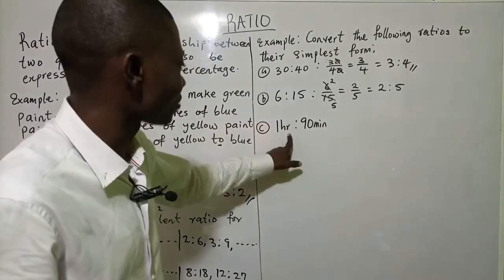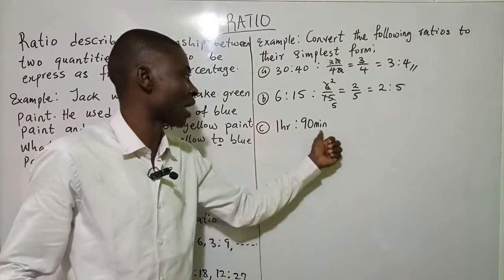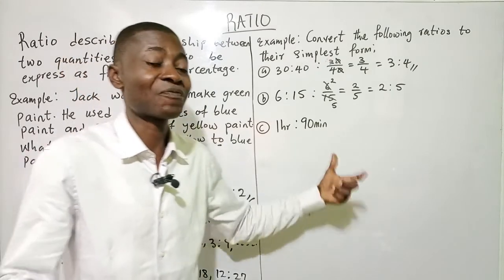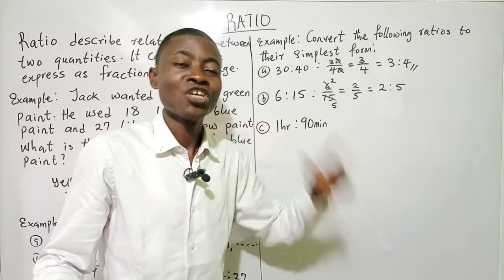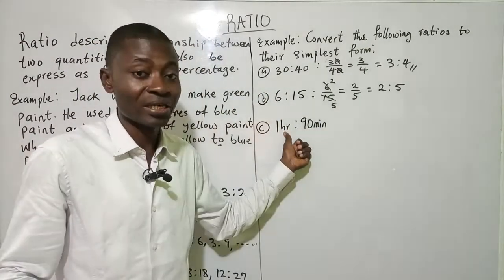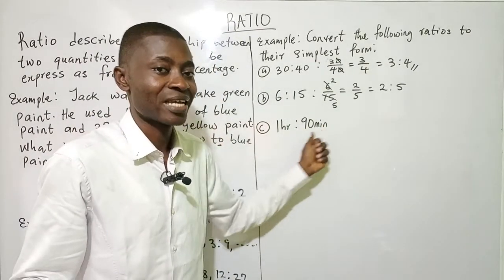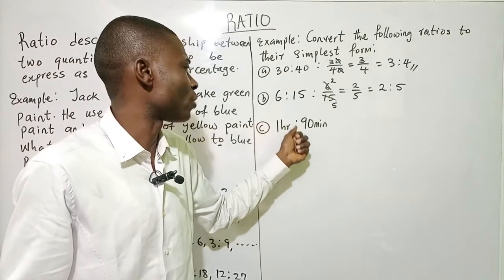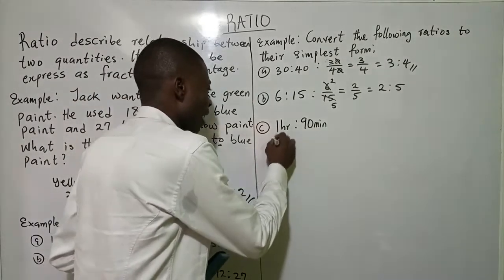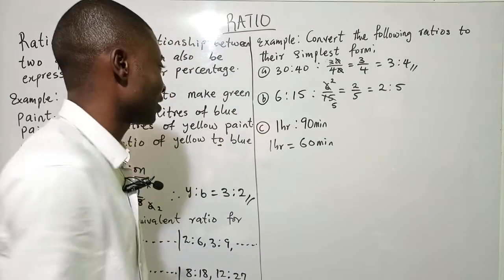Now there's something different with this. If you look at the units, they are different. This is in hours and this is in minutes. Please, whenever you are asked to reduce ratios that have different units to their lowest term, you must first change the highest unit to the lowest unit. For instance, we have hour and minute. Of course, you know that minute is lower than hour. So what will I do? I will convert the hour to minutes. Since I have 1 hour here, 1 hour is equal to 60 minutes.